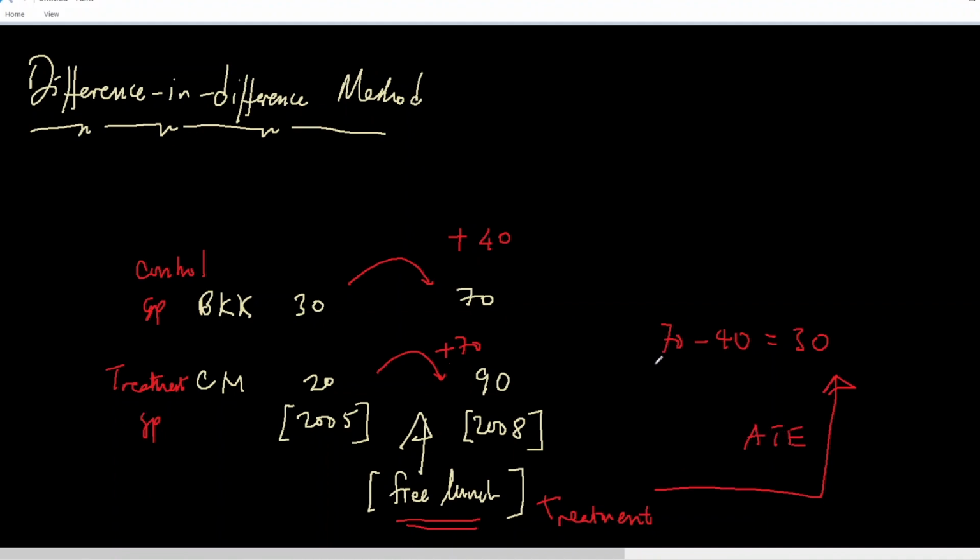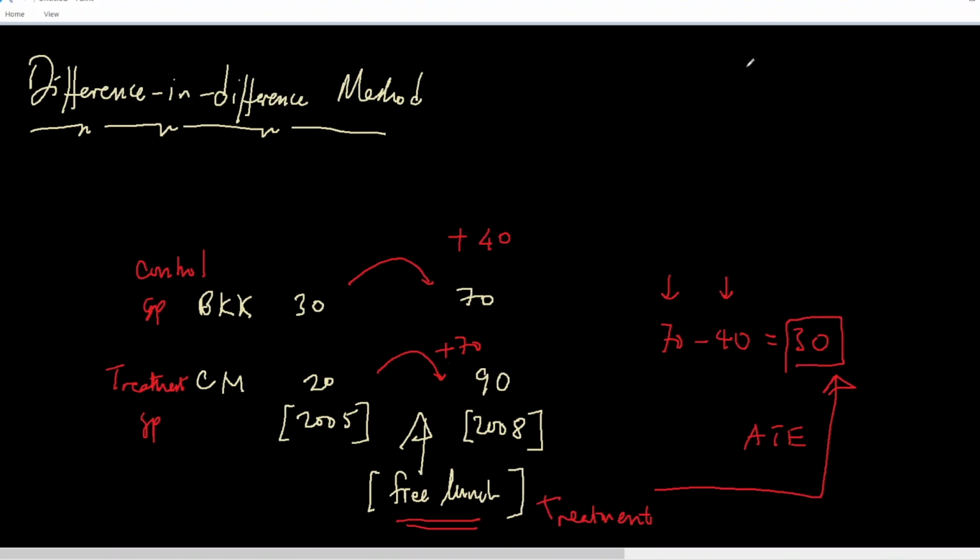So one more time. What we find is 70 is the difference between 90 and 20 in Chiang Mai, and 40 is the difference, or the improvement, in the scores in Bangkok from 30 to 70. So there's a difference and there's a difference, and we're differencing the difference. So we have this method called difference in difference. And we have found what we're looking for, which is the average treatment effect. That's the effect of free lunch.